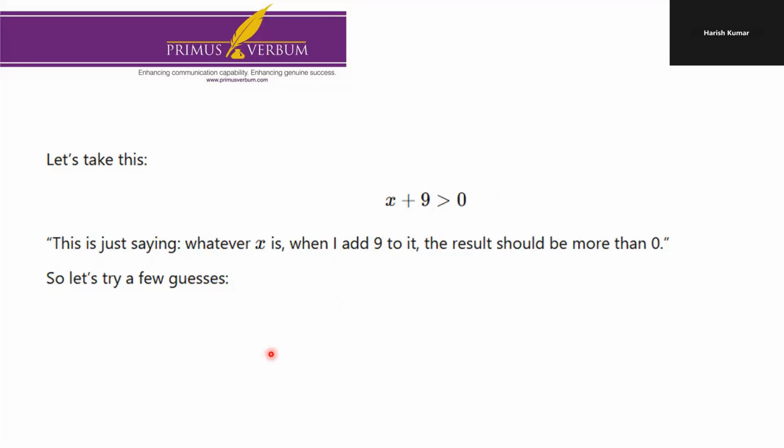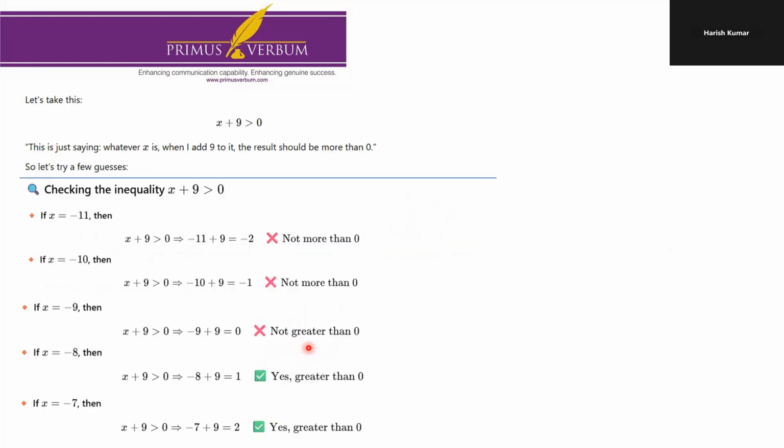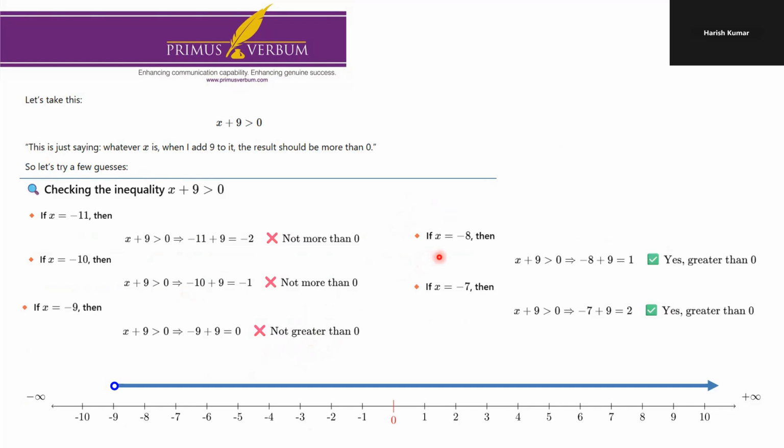Hi students, in the previous video we studied the inequality x plus 9 greater than 0 by substituting different values for x, and when we figured out the exact boundary where things started working, we plotted the values of x on this number line. Now let me show you a simpler and easier way of doing it. This is the algebraic method. So here we have the inequality x plus 9 greater than 0.